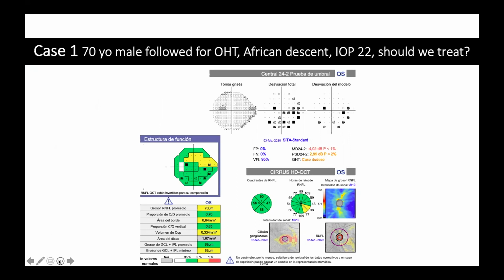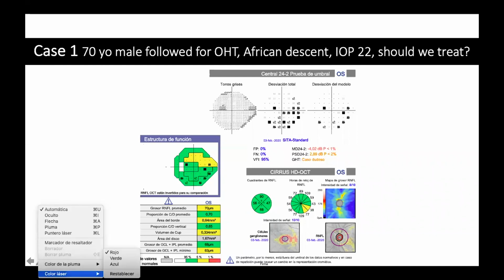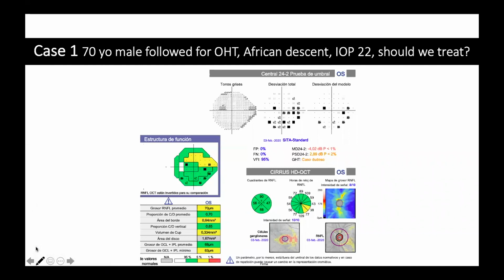So here we have a 70-year-old male that we've been following for some years with ocular hypertension. He is of African descent, which we know is a risk factor for glaucoma. And currently his IOP is 22. And we are thinking, well, should we treat? Should we still look just for changes? Whatever. We see these tests.